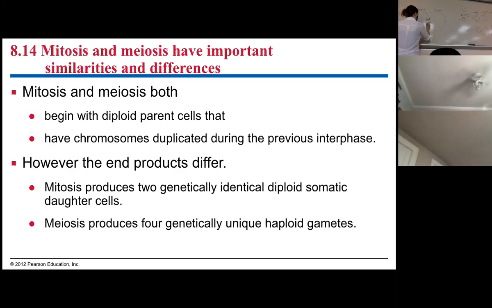In interphase. They both duplicate homologous chromosomes? Yep, every chromosome gets copied in interphase. It's a very lumpy Venn diagram.